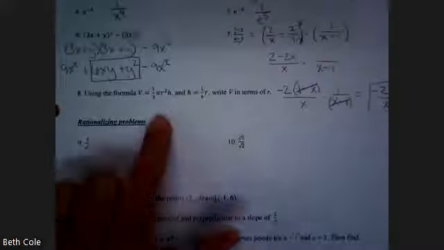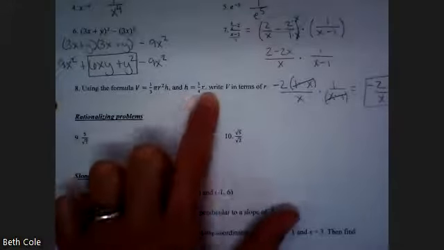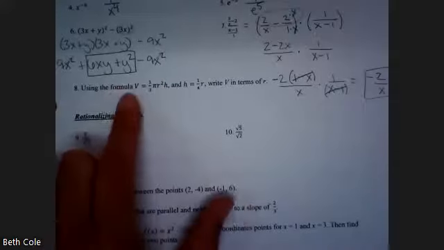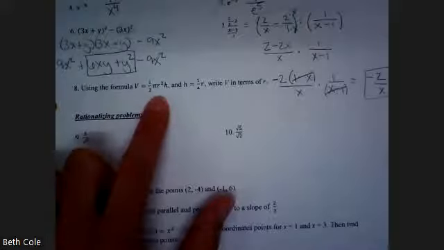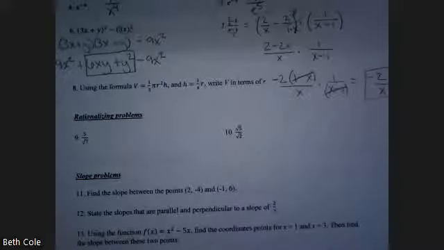All right, number 8. Using this formula and h equals 1/4 r, write v in terms of r. Does anyone know what this is the formula for or what v even stands for? Because this is an actual formula for something. What did you say? Okay. Oh, close. It's a cone. It is your formula for the volume of a cone. So like if you had an ice cream cone and you filled it up with water, it's like the volume that would be inside the ice cream.